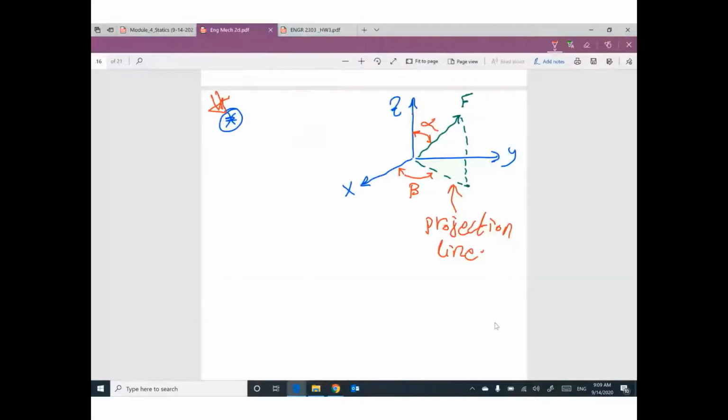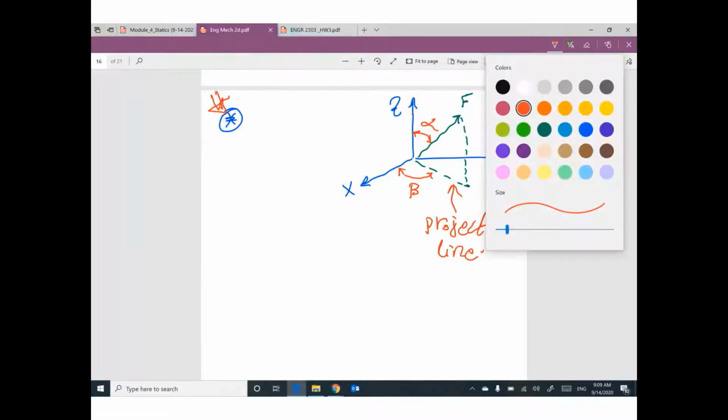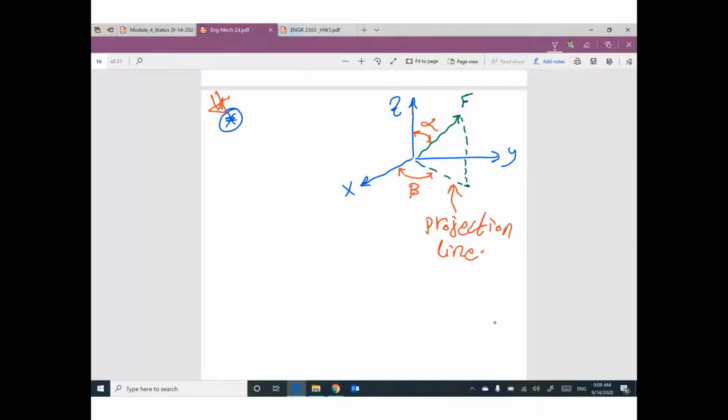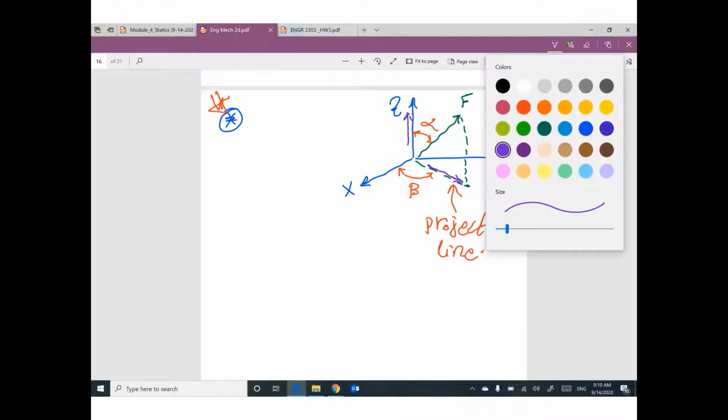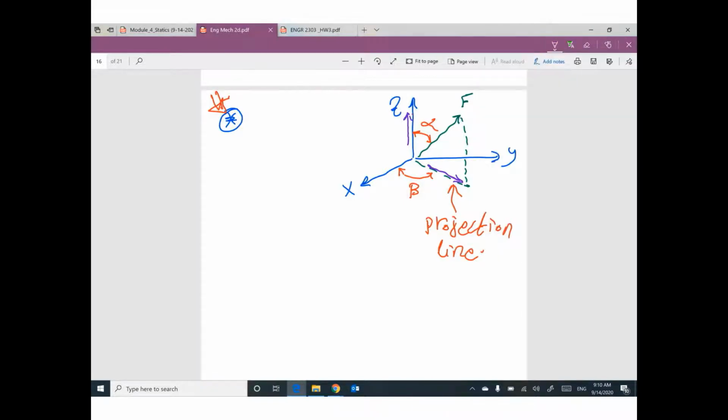So first step, do you remember? We need to break this force first between z-axis and projection line. One of them will be sine, one of them will be cosine. We know the adjacent component will be the adjacent component to the given angle. Here is the given angle. So the adjacent component will be Z. So this one will be F cosine alpha. And the projection component will be F sine alpha.